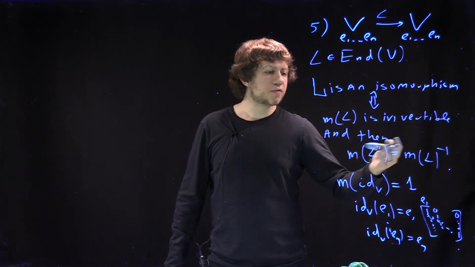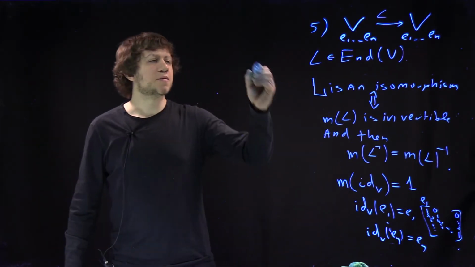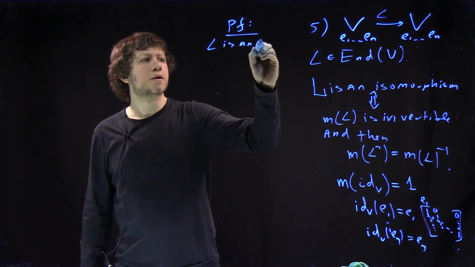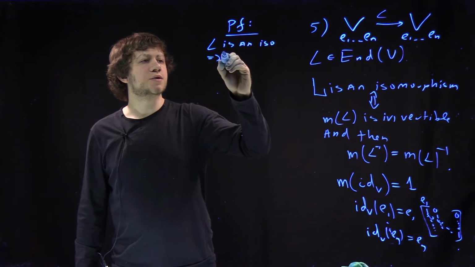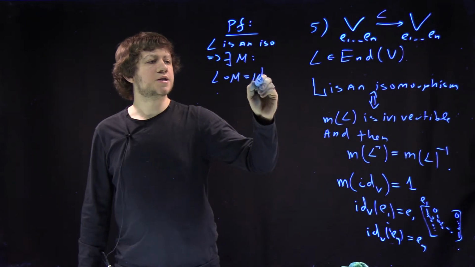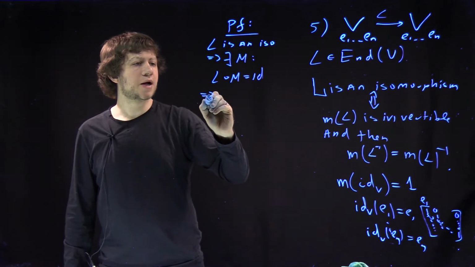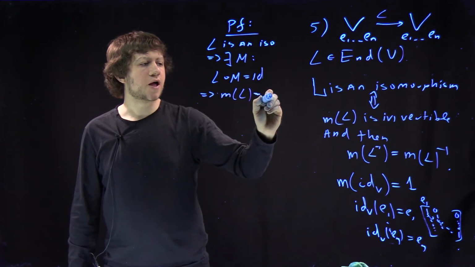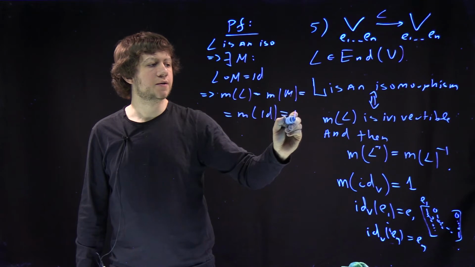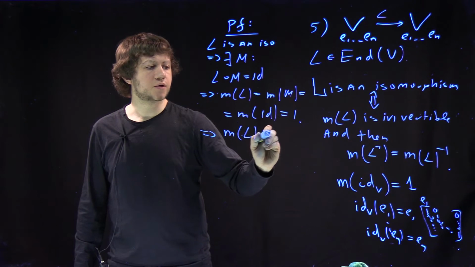And then this is completely obvious because L is an isomorphism. Let me prove it basically. So remember, L is an isomorphism. Then there exists M such that L composed with M is the identity, and M is going from V to V again. Then the matrix of L times the matrix of M is the matrix of the identity map, which is just 1. And so in particular, the matrix of L is invertible.